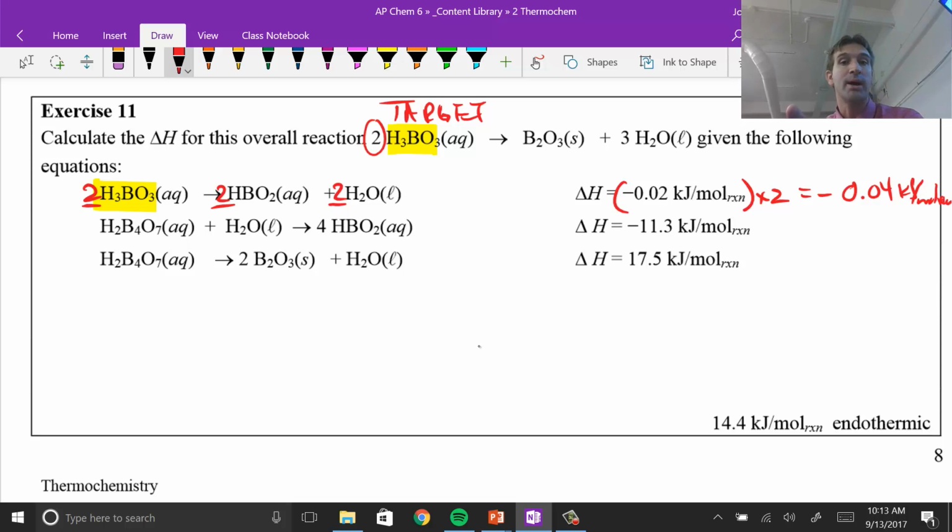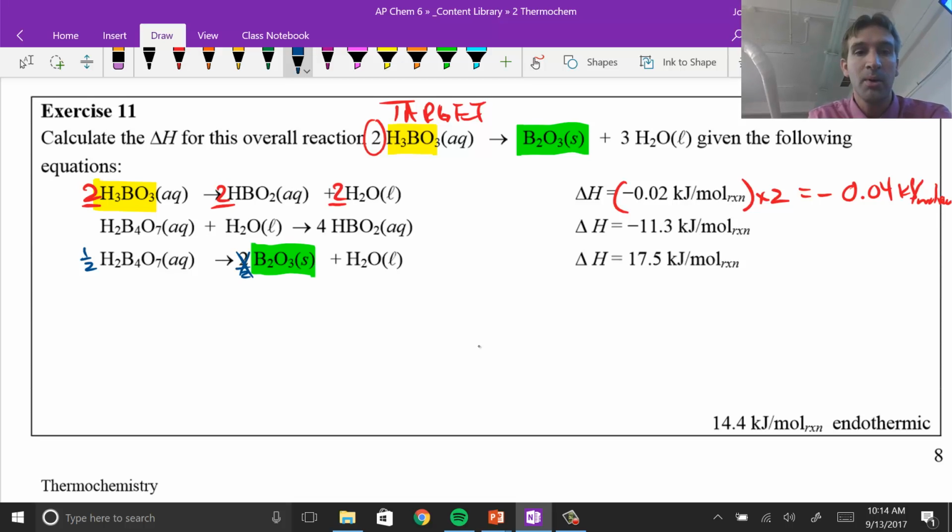What I'll do at this point now is look to the other components. B2O3 solid. I need some B2O3 solid. And looking at all of my other sub-equations, I find there is B2O3 solid right here. You will notice, however, that again, the coefficients don't work. What I need to do is modify my sub-equation so that my 2 B2O3 become 1. To do that, I can just divide everything by 2 in order to make that work. So this becomes half of an H2B4O7. 2 divided by 2 is going to become 1.